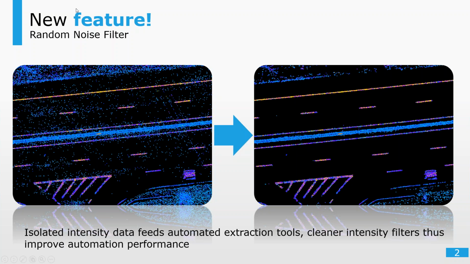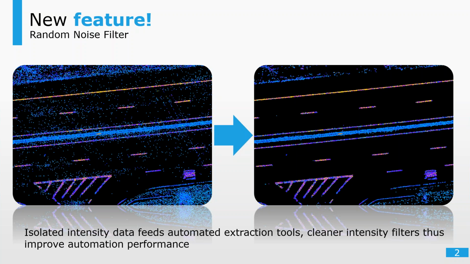Our first new feature that's going to be available in the new release is the random noise filter. Why is this important? You can see the two point clouds on your right and left. A lot of our tools use intensity to identify and extract features, especially linear features. That's important, and they're very automated and very functional. But the bottom line is, when there's a lot of intensity noise, the tool can get confused about where the data should go.